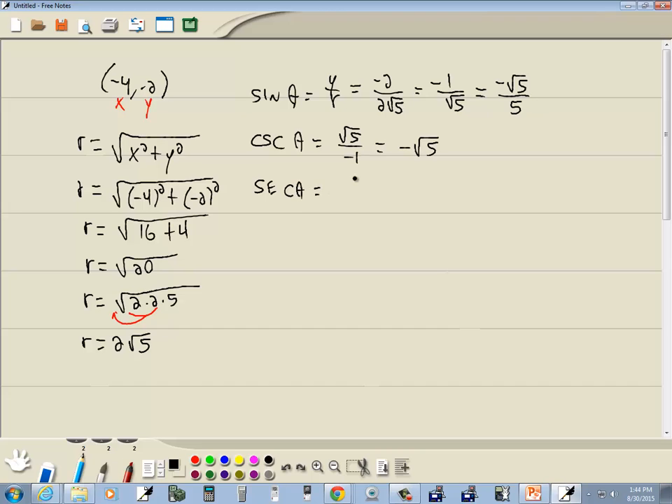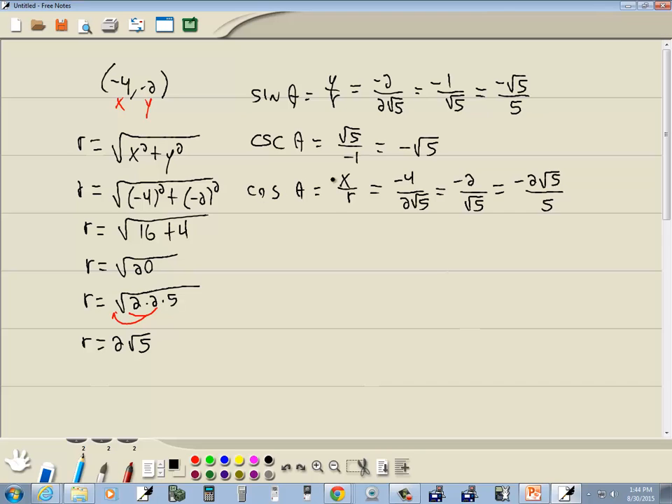Now secant. Secant is equal to x over r. X was -4, and r is 2 square root of 5. 4 and 2 are both divisible by 2, so that gives me -2 over the square root of 5. Can't have a square root of 5 down there, so I'll multiply top and bottom by the square root of 5. So that gives us -2 square root of 5 over 5. Okay, that's not secant, that should be cosine. Going senile. Let's try it again.